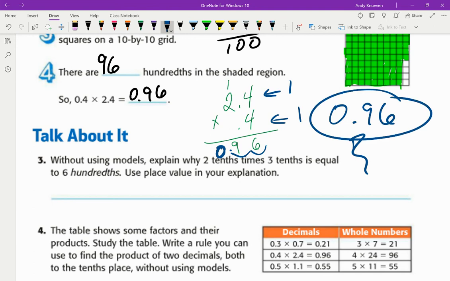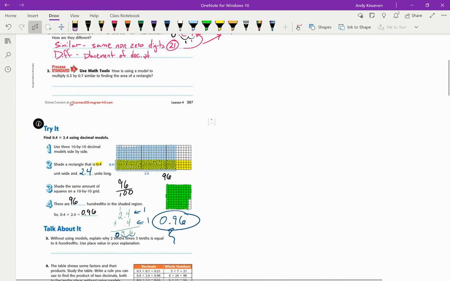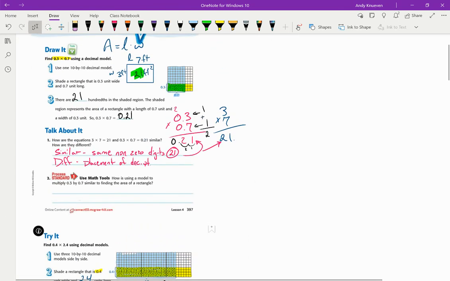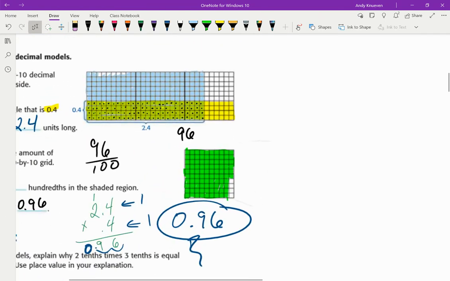All right. So this is how we are looking at multiplying decimals by decimals, but having a more visual understanding of what that looks like.